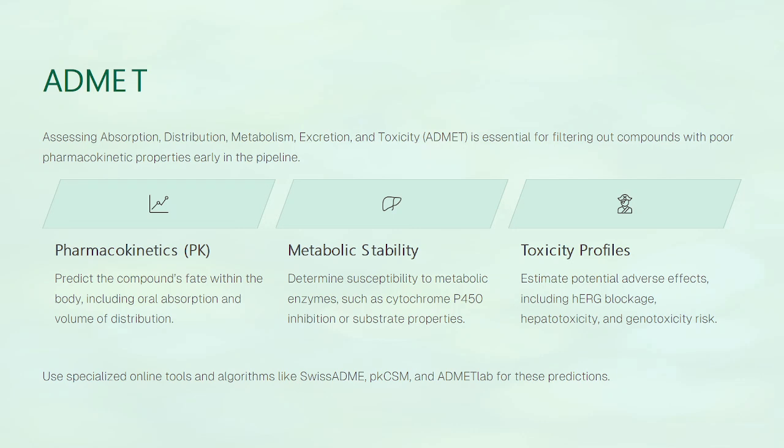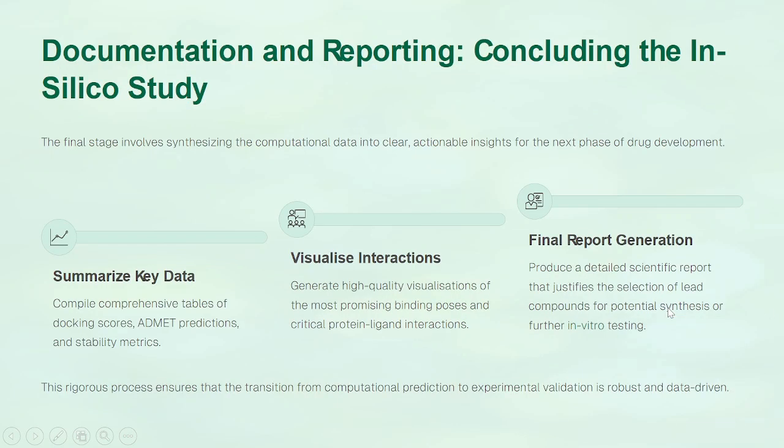Then ADMET. ADMET stands for absorption, distribution, metabolism, excretion, and toxicity. These are very essential for filtering out compounds with poor pharmacokinetic properties. If your chemical compound has poor gastrointestinal absorption, metabolic enzyme interaction, or very low excretion, we should remove this compound from our study. Also, the toxicity profile is very important for choosing a compound as a drug candidate. Then proper documentation and reporting is required so that your study can further help in the drug discovery process.